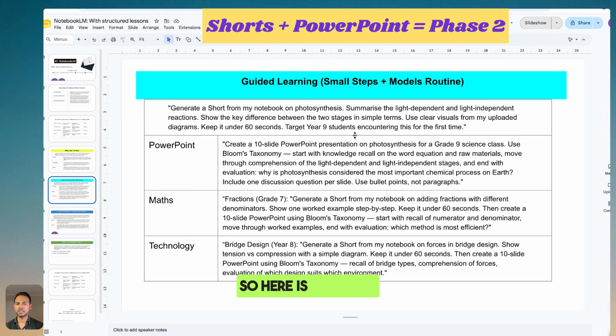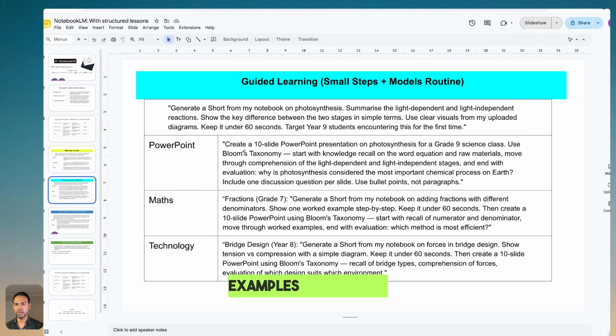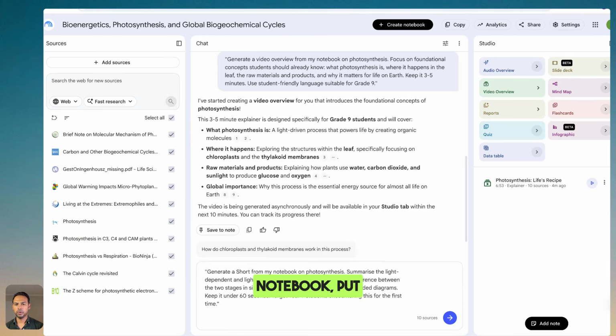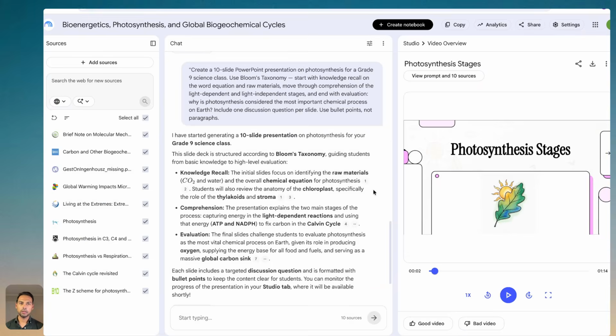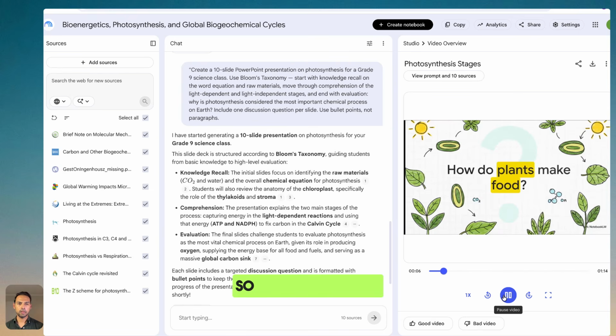So here is a prompt that I've written, and these are some examples of prompts that you can use in different subjects. So I'll go to my notebook, put in the prompt, click on submit. There you go, your 2 resources are ready. Let's have a look at the short. 2 stages of photosynthesis in under 60 seconds. Ready? So let's dive right in.